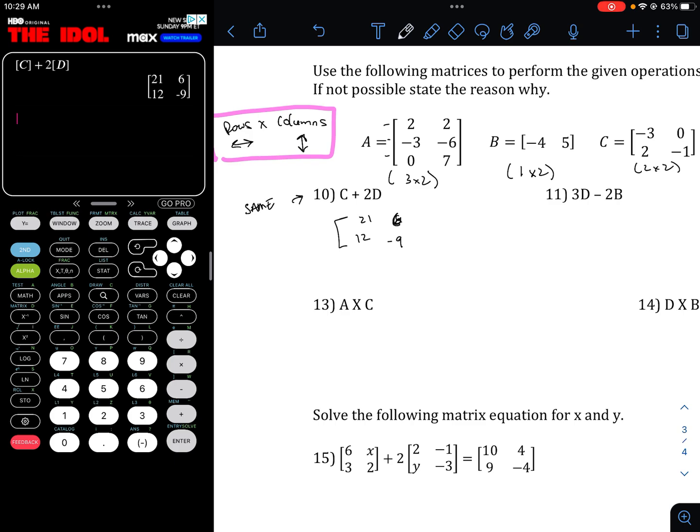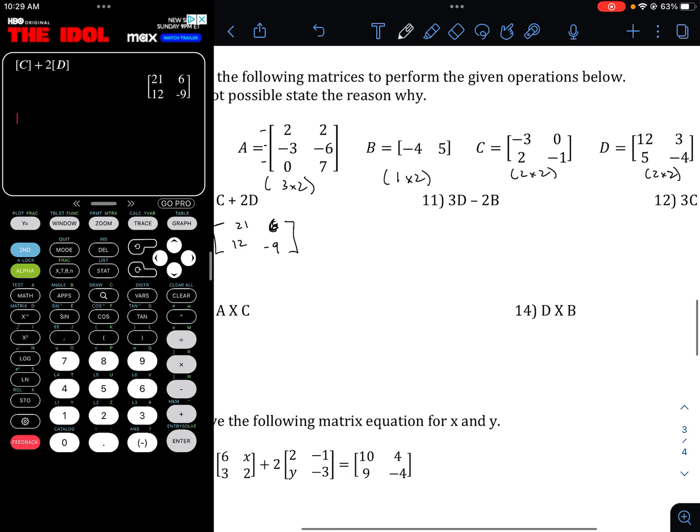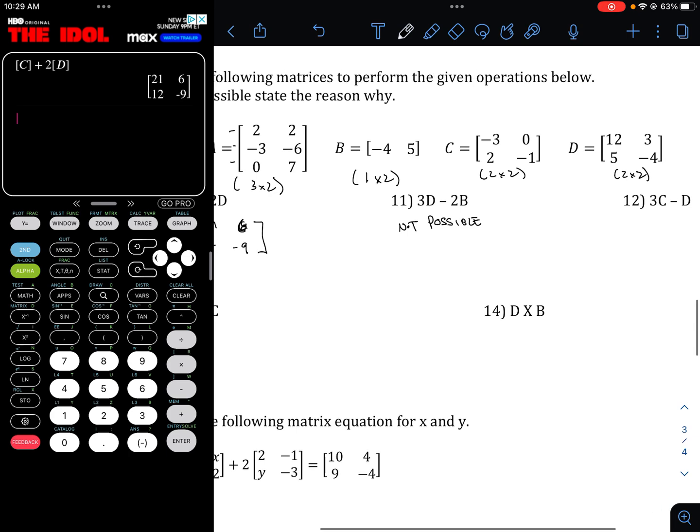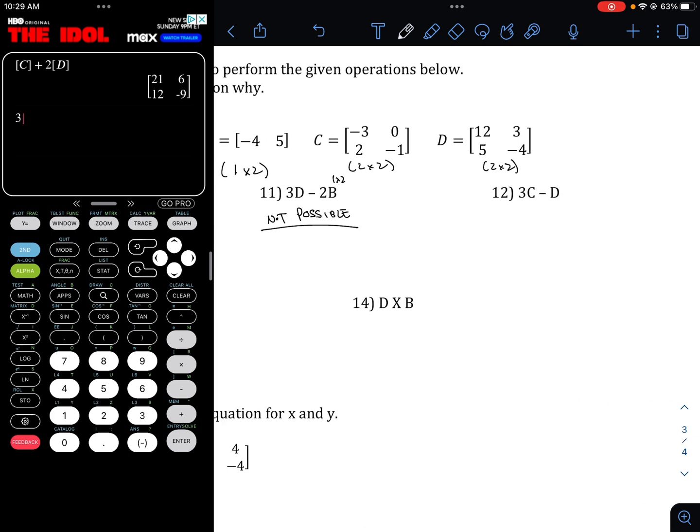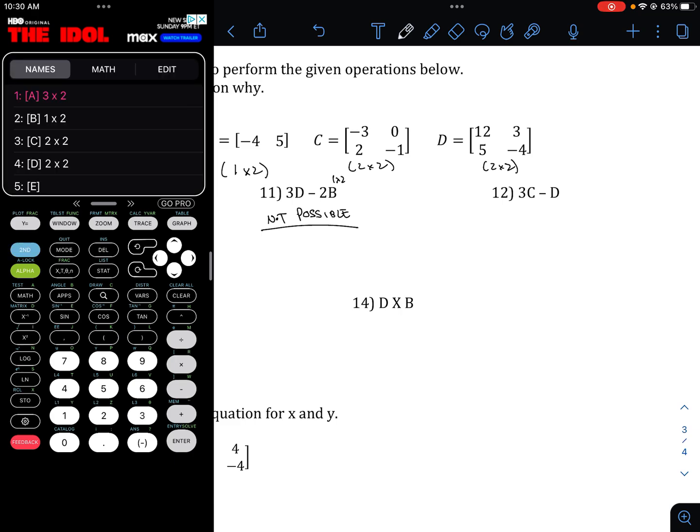So calculator. 3D minus 2B. This one, even before doing it, not possible. Why? Because they are different dimensions. B is a 1 by 2, and D is a 2 by 2. So simply not possible. 3C minus D. 3 times C minus matrix D.